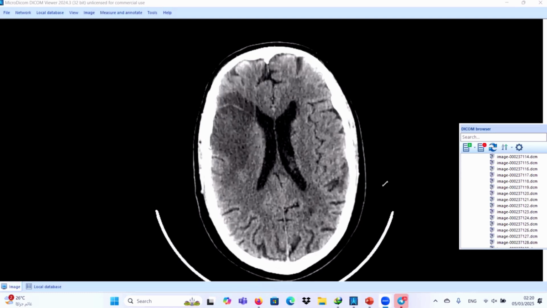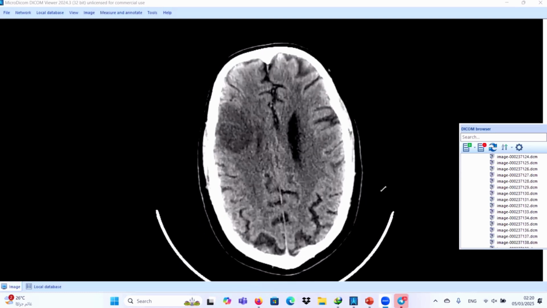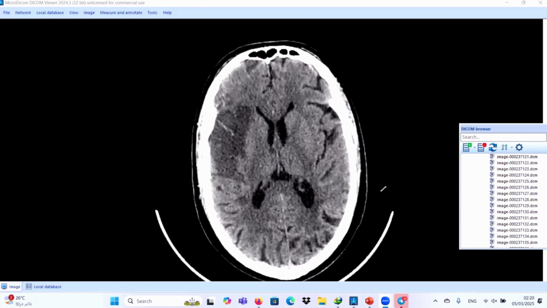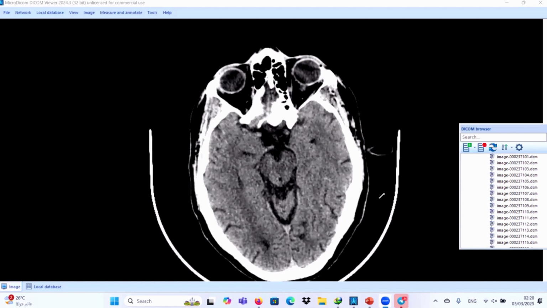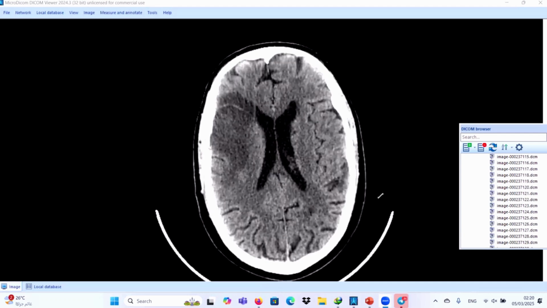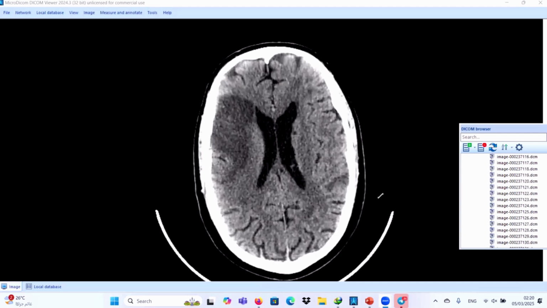This is our first case today, an adult patient who is presenting with acute neurological deficit. The gross abnormality in this case, this hypodense area, hypodense patch area, cortical and subcortical in location, involving the right frontotemporal region. So we have here the first point, hypodense area.